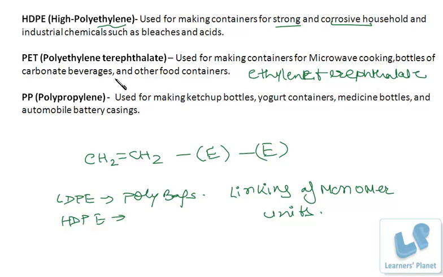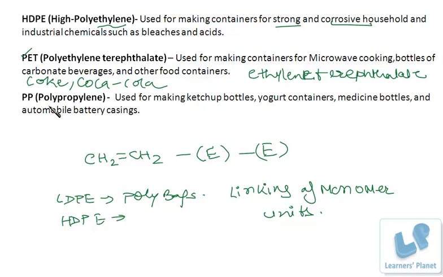Likewise, bottles of carbonated beverages, right? What are carbonated beverages? Examples like Coke is one of the carbonated beverages. Coca-Cola is one of the carbonated beverages. So the bottles of these carbonated beverages are made up of PET, that is polyethylene terephthalate, and other food containers, the ones which are thick, right? So do remember the plastic container in which the strong and corrosive household products can be kept is made up of HDPE. Whereas the ones which are microwave safe are made up of PET.